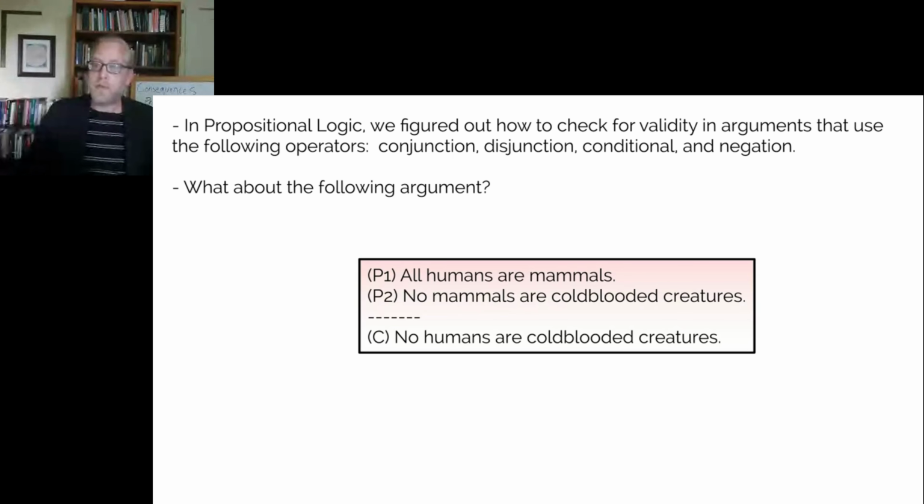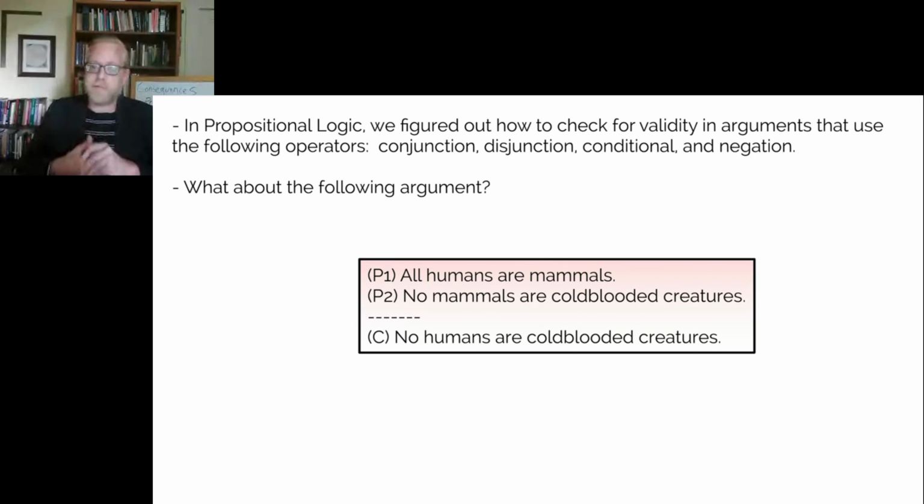You should be able to tell that this is a valid deductive argument. All humans are mammals. No mammals are cold-blooded creatures. Therefore, no humans are cold-blooded creatures. Hopefully, everyone has the logical intuition that that conclusion follows logically. It's a valid inference you can make. If it's true that all humans are mammals, and if it's true that mammals are not ever cold-blooded creatures, then it follows that no human is cold-blooded.